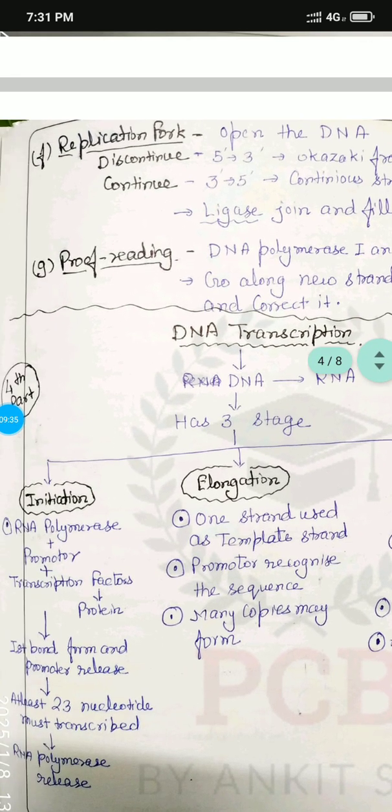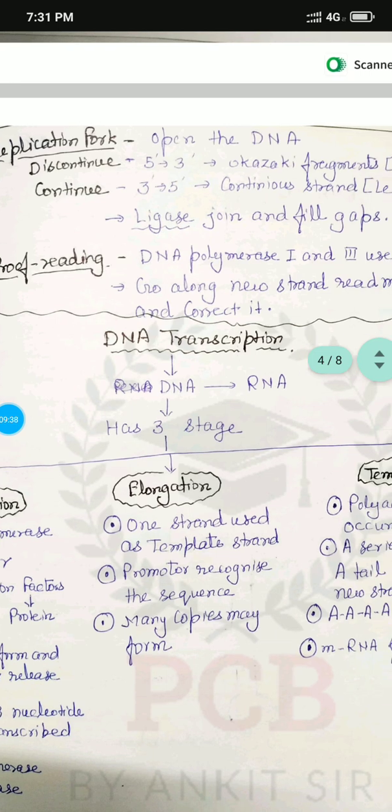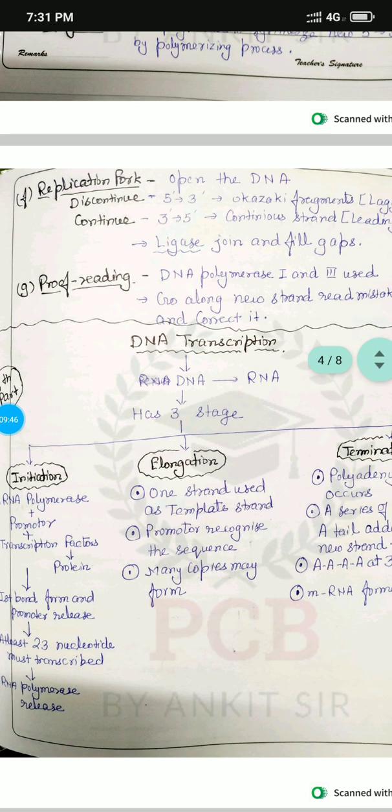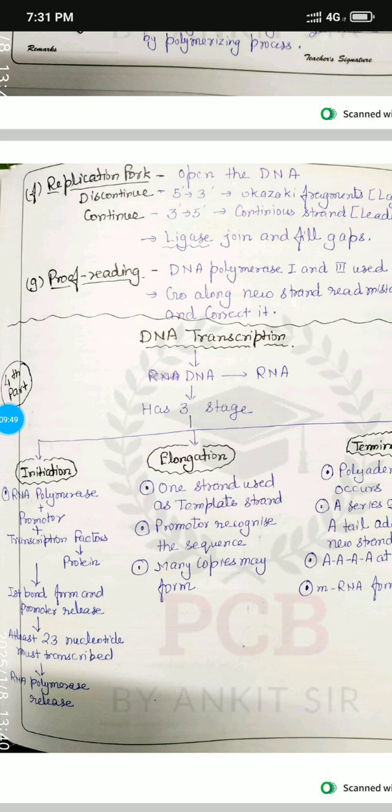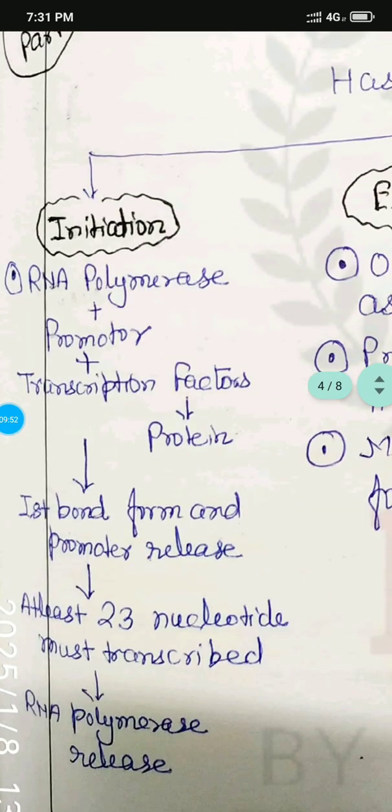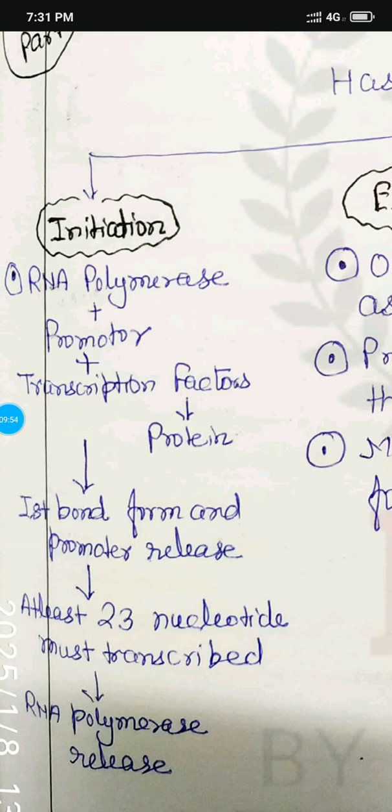The second one, the fourth part, is DNA transcription. DNA transcription is the formation of RNA, that is mRNA, from DNA. It has 3 stages: number 1 initiation, number 2 elongation, number 3 termination. So go for the initiation. Initiation actually consists of RNA polymerase, because we have to form the RNA. Here the polymerase is RNA polymerase, which joins with the promoter, and some transcription factors, meaning transcription proteins, are also added to it. So the first bond is formed, and then the promoter will release.